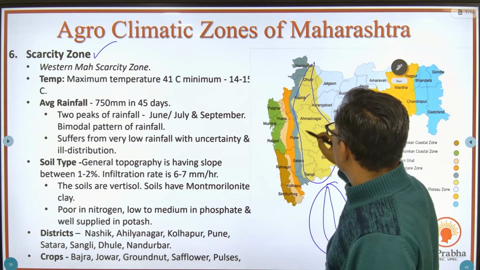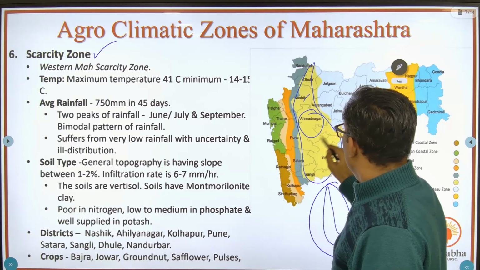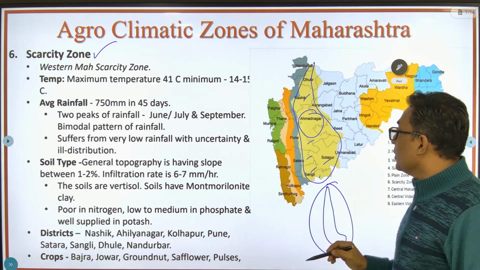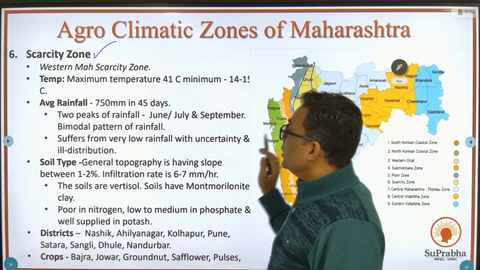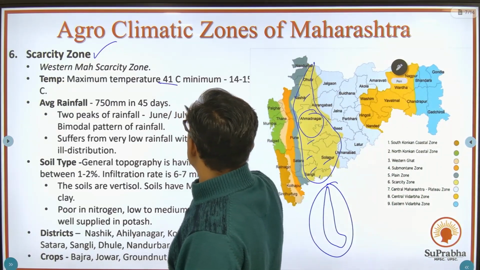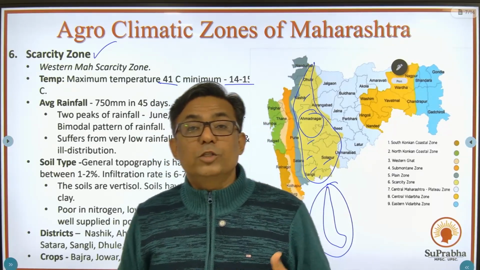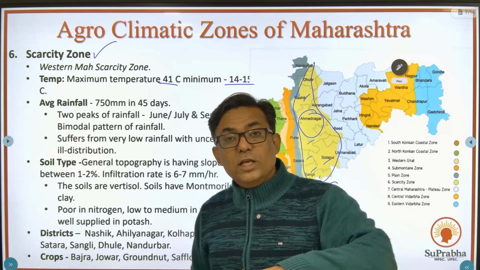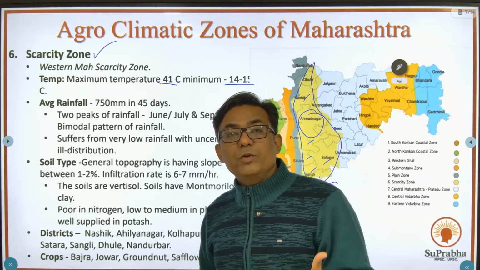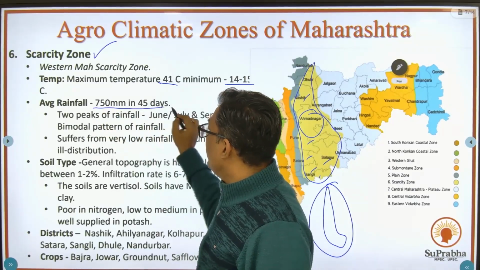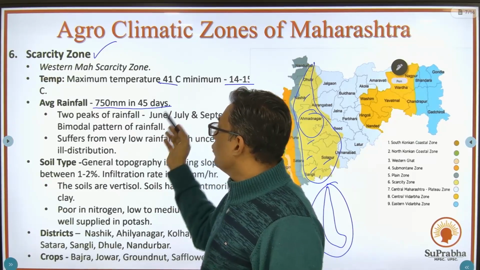So Dhule, Nashik, much part of Ahilyanagar, Pune, Solapur, Satara, Sangli, all these places you are going to have scarcity. Now, maximum temperature goes to 41 and minimum 14 to 15. Since the maximum temperature is high, evaporation is also more. So rains less, evaporation more, so water available for the crops is also less over here. Average rainfall is 75 centimeters, very less, in just 45 days.